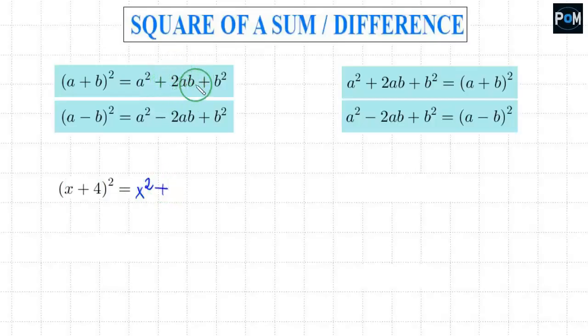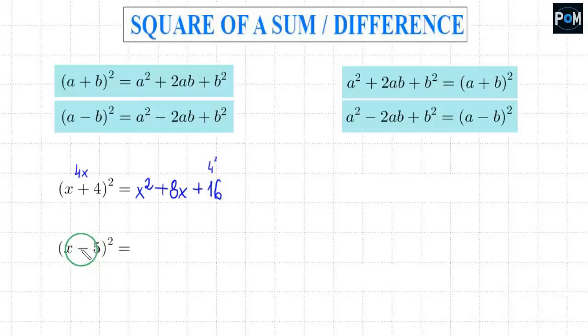And then it's called a doubled product, meaning we take the product of x and 4, what we have here in the parentheses. X times 4 is 4x, but it has to be a doubled product, so I double this 4x, resulting in 8x. And finally add b squared, which is add 4 squared, that will be 16. This 16 is 4 squared.